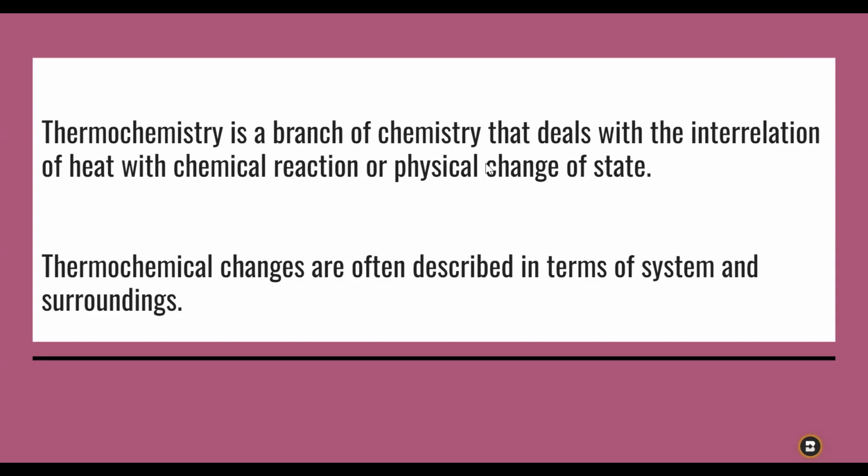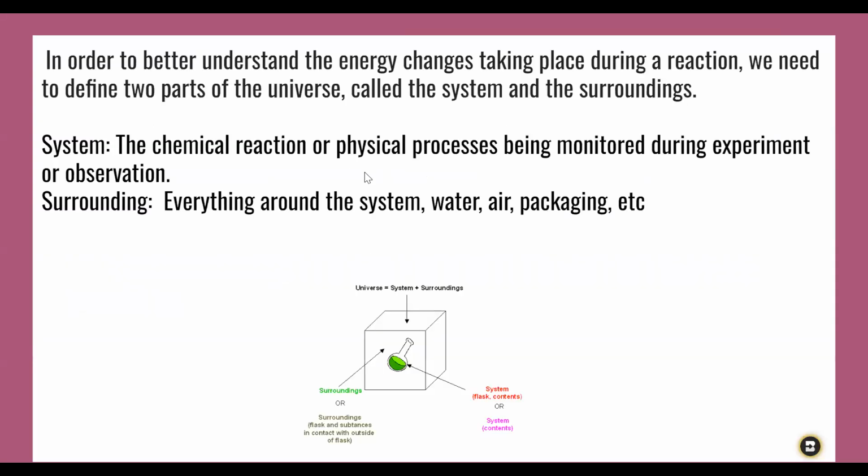So thermochemical changes are often described in terms of system and surroundings. Okay, let's look at that. In order to better understand the energy changes taking place during a chemical reaction, there are two parts we must define. Two parts of the universe called the system and the surroundings. The system, as shown in this image below, the system is physical or chemical processes that are being monitored during experiment or during observation.